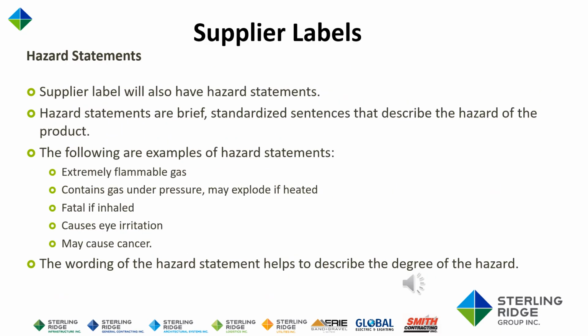Hazard statements. Supplier labels will also have hazard statements. Hazard statements are brief, standardized sentences that describe the hazard of the product. The following are examples of hazard statements. Extremely flammable gas. Contains gas under pressure. May explode if heated. Fatal if inhaled. Causes eye irritation. May cause cancer. The wording of the hazard statement helps to describe the degree of the hazard.